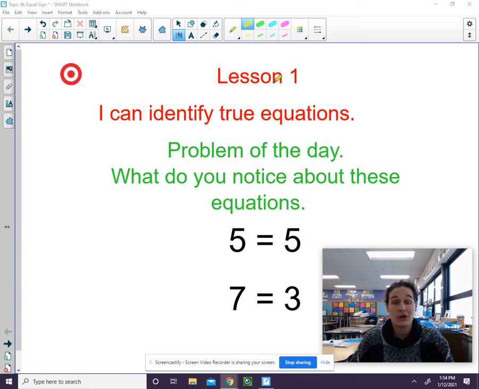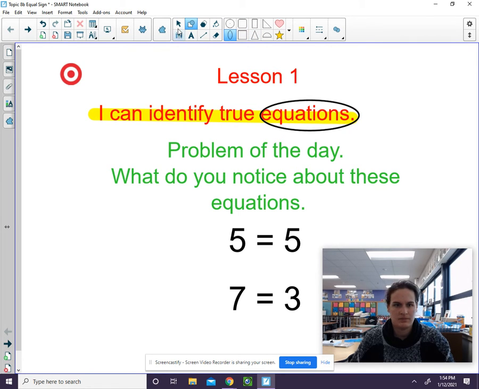Today we will start a new topic. Our learning target is I can identify true equations. Equations is a new word for us. An equation is down here. This is one example of an equation.